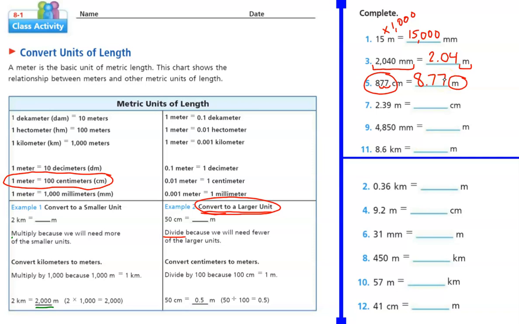Okay, so next we have number 7, 2.39 meters to centimeters. Well, this is one where we're going the opposite way. There are more centimeters, so I should have a larger number here. There are 100 centimeters in a meter, so because of that, I'm going to make this number 100 times bigger to make this 239.